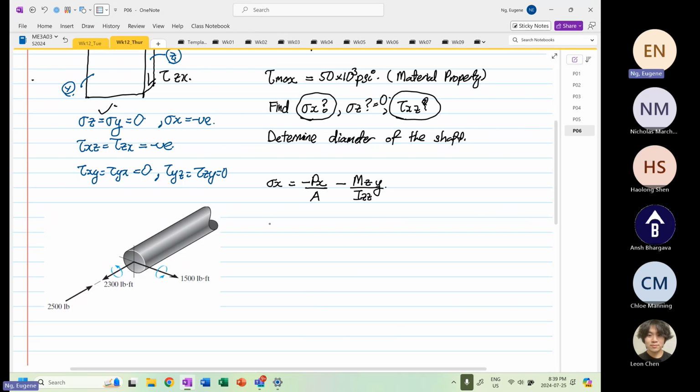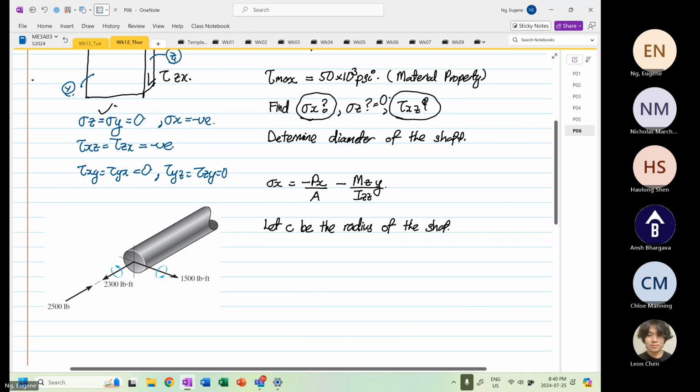So for our area, we are going to let C be the radius of the circle of the shaft. We know that area is equal to pi c squared, right? And then we also know that Izz, because it is a shaft, is equal to pi c to the 4 divided by 4.